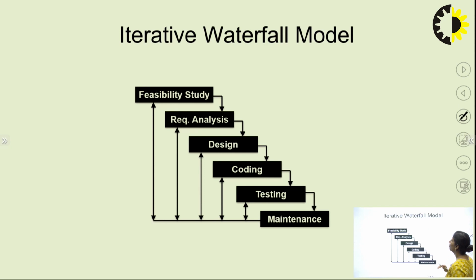Here is the form of the iterative waterfall. Again the same thing: feasibility study, requirement analysis, design, coding, testing and maintenance. But look here, after every phase we have a feedback line here, here, here and here. So after every phase has been completed, we will get the feedback, whether there is any error or not. If there is any error, we can resolve it at the same stage only.